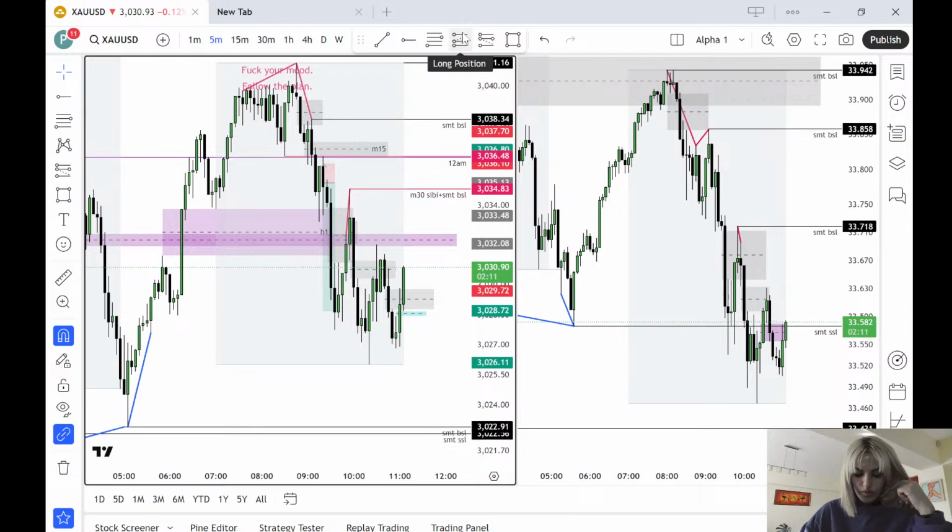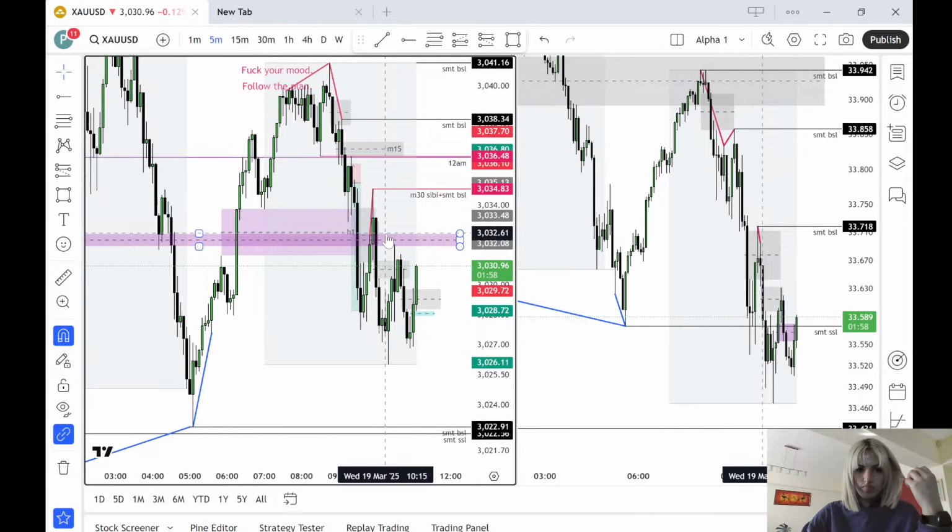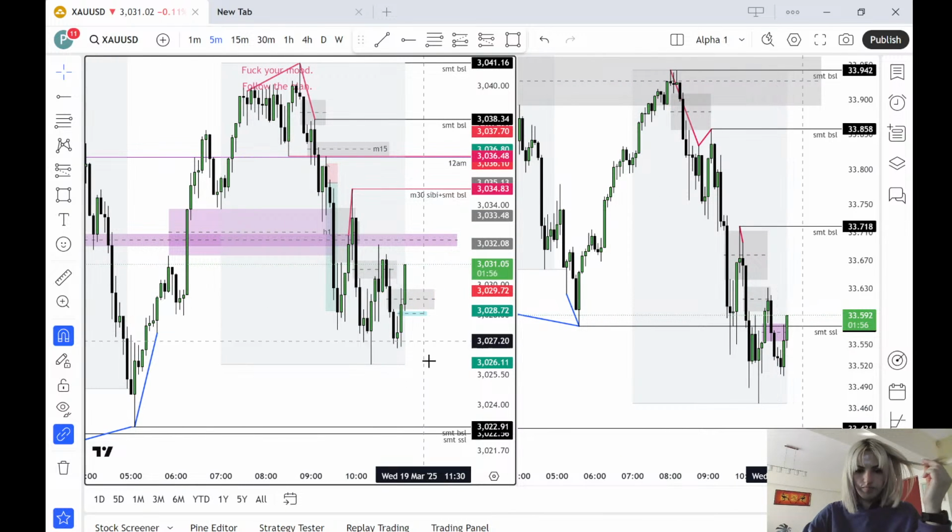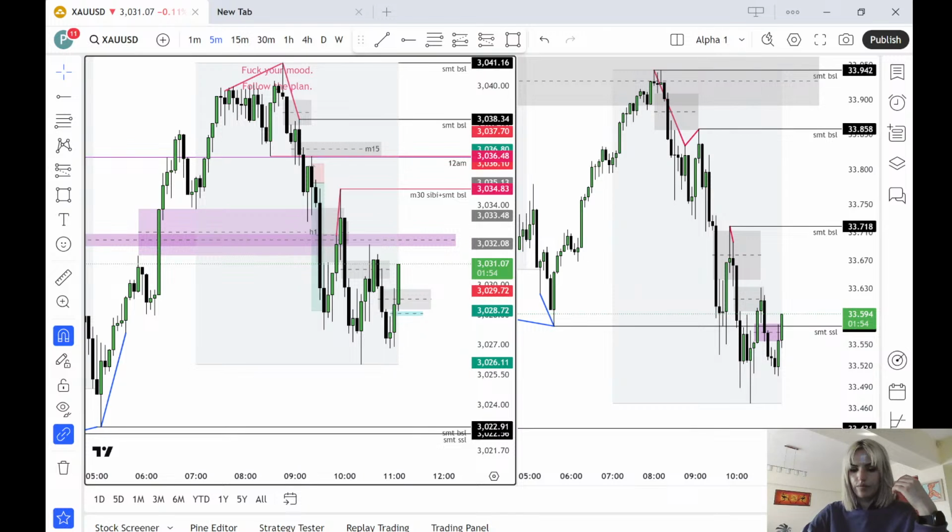Do you also give importance to where SMT divergences occur? Like it should be on 15-minute, 1 hour, or 4-hour key levels? Yes and no. It's not mandatory.